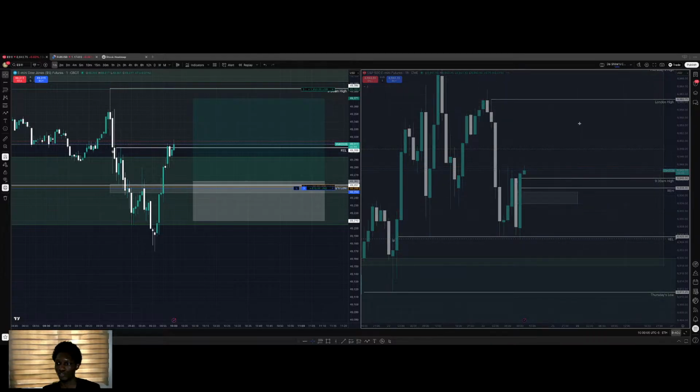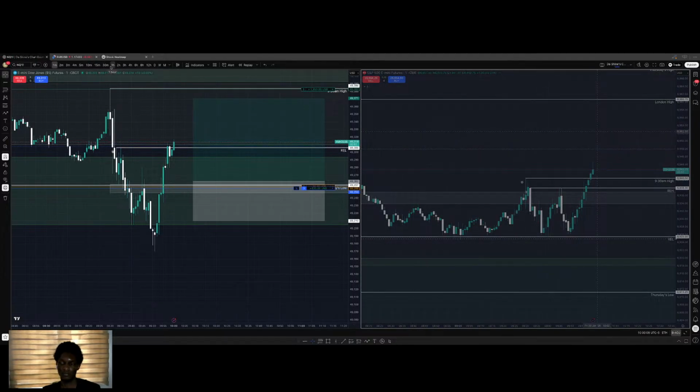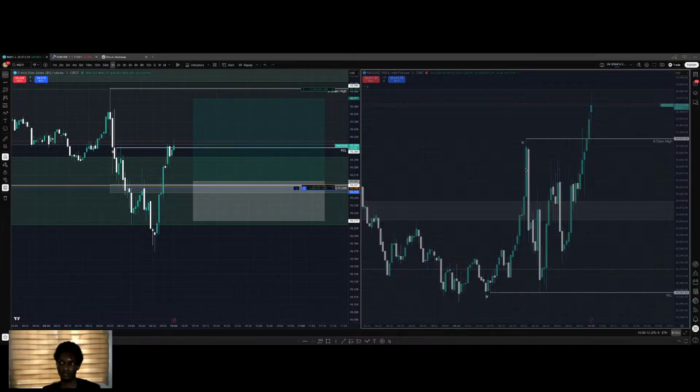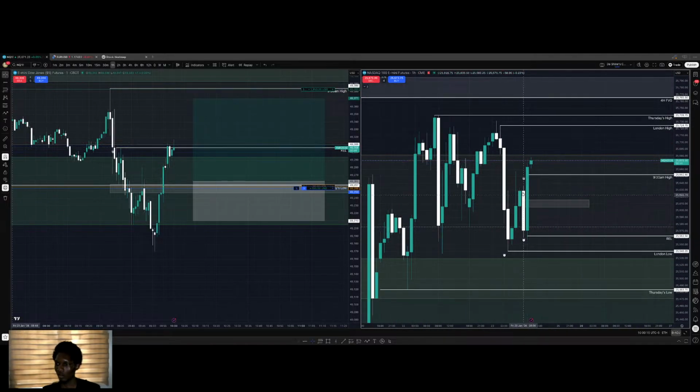So news, let's see what news is doing. Look at the 1 hour candle on the order block, it closed above. What you want is to see retracement go lower. Then you want to see retracement into this order block. Then you can buy for Thursday's high and London high. So I just want to see how this closes.